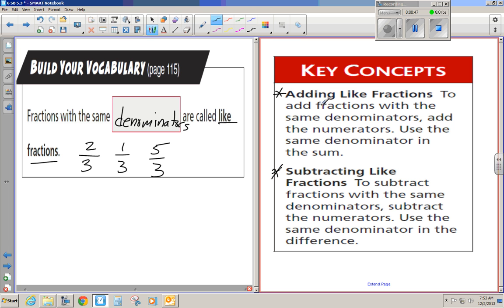So, to add fractions with the same denominator, add the numerators, and then use the denominator in the sum. For subtracting, you subtract fractions with the same denominators. You subtract the numerators and use the same denominator in the difference. This part right here is the key. All right? If you have like fractions, you just have to set it up in this way.